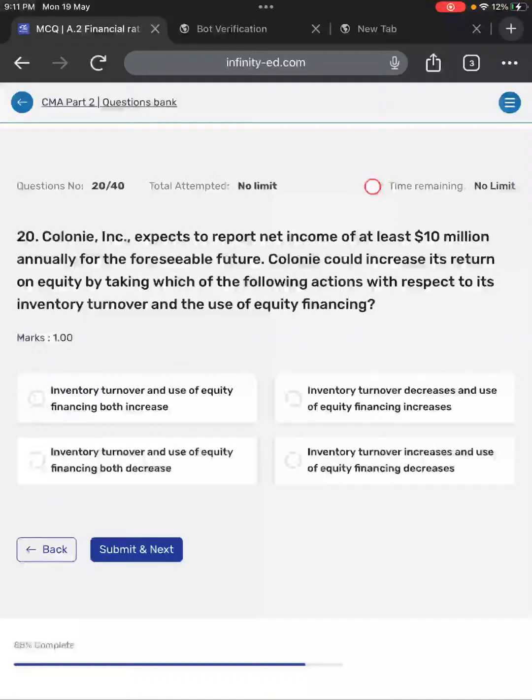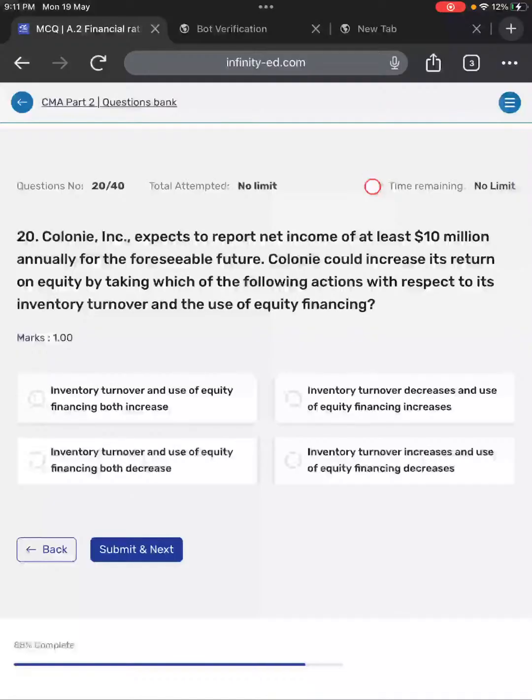The question has given: Colonel Inc. expects to report net income of at least 10 million annually for the foreseeable future. Colonel could increase its return on equity by taking which of the following actions with respect to its inventory turnover and use of equity financing.